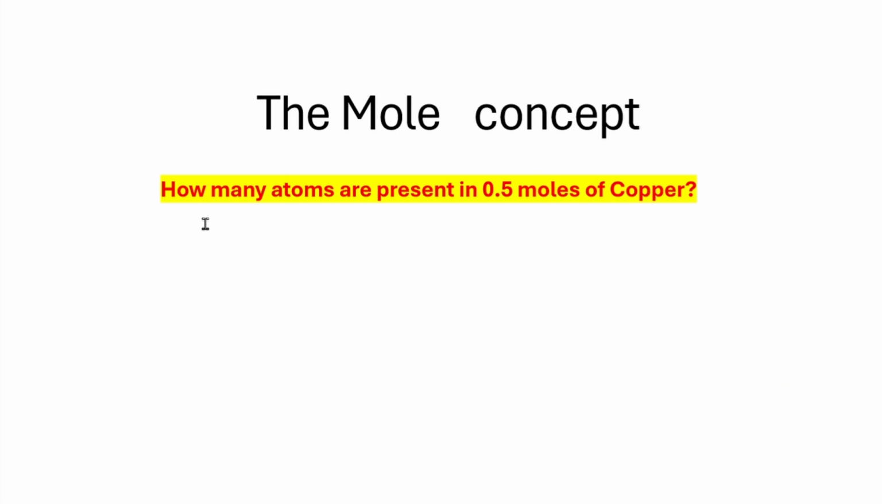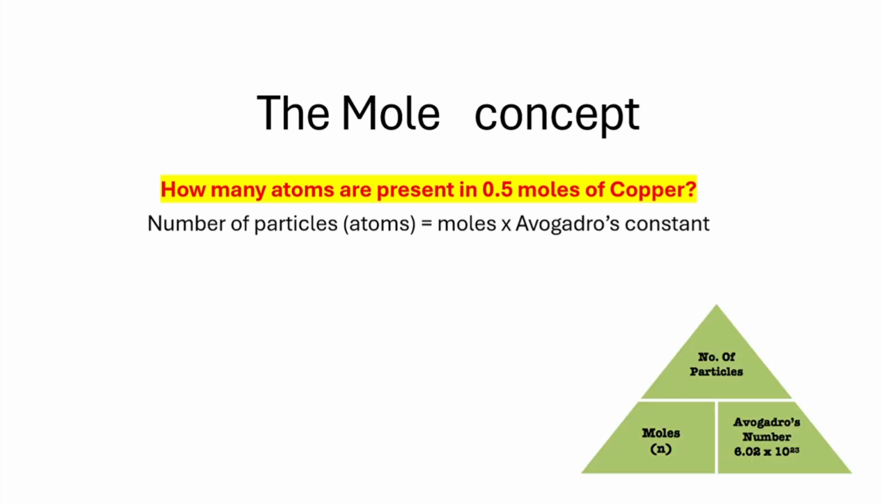Let us try out a question. It says, how many atoms are present in 0.5 moles of copper? Now, from the relationship, we know that the number of particles can be calculated by taking the moles which have been provided to us and multiplying it by the Avogadro's constant. But because the substance given to us is an element, neither in ionic nor in covalent bond, the particles we'll calculate using this relationship are going to be atoms.